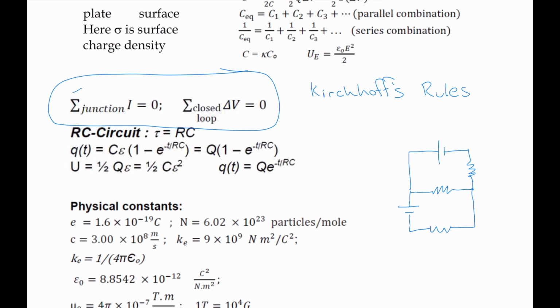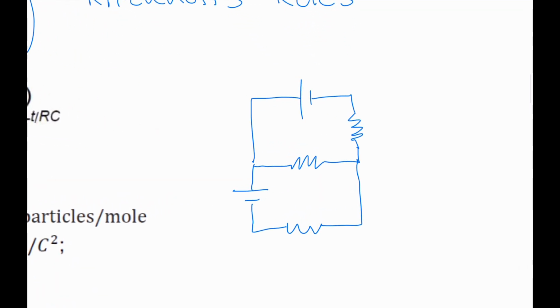The first one is telling you the sum of all currents going into a junction is equal to 0. And the second rule is telling you the sum of all voltages or voltage changes over all closed loops is equal to 0. So what is this first rule telling you? We'll take a look at this circuit. This battery here has a positive and negative end, so it's going to be creating some current. Let's say the current is going this way.